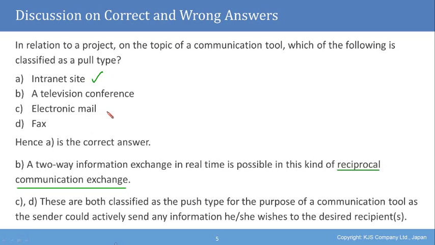So just to lay out the answers, the television conference we say is the reciprocal communication exchange, and these two are both push communication. And so that leaves A as the only one, which is the pull.